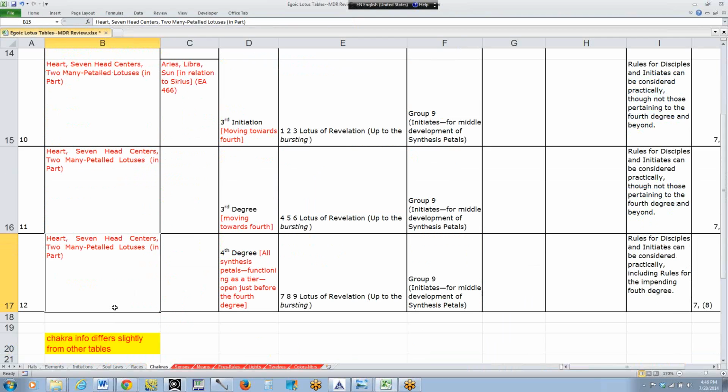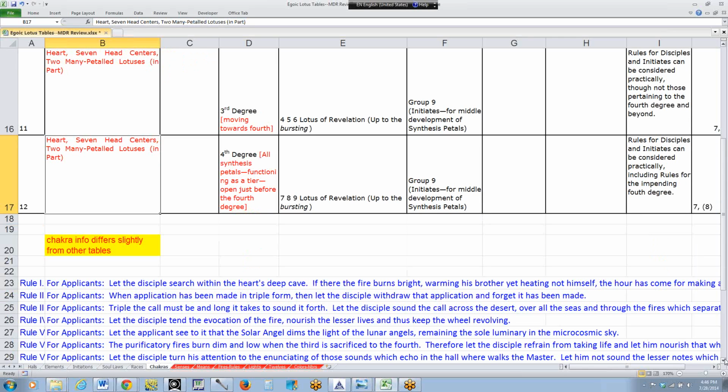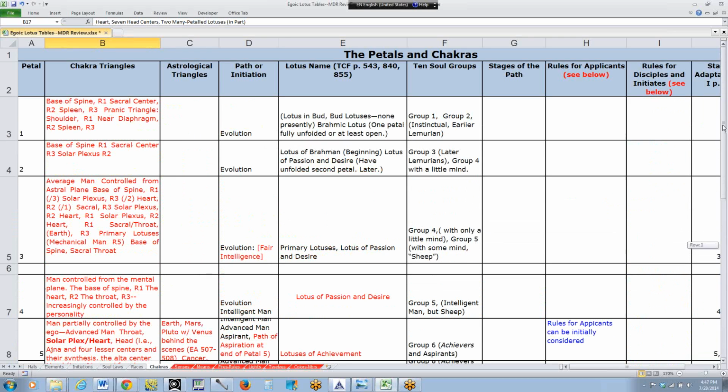The full unfoldment of the 1,000-petaled lotus on the base of the spine, purpose at the base of the spine, purpose at the crown center. That's really a Maya Varupic event, or if somehow someone sustains the same body into the 5th initiation, maybe they have it that way. So there are just, as stated here, chakra information differs slightly from table to table, and they're all correct, and they don't contradict each other, and we just have to understand why they are listed as they are.